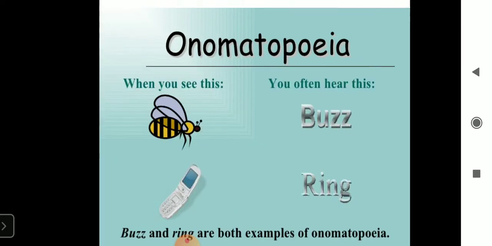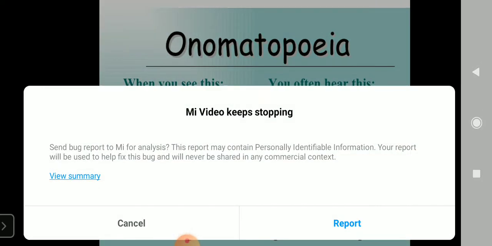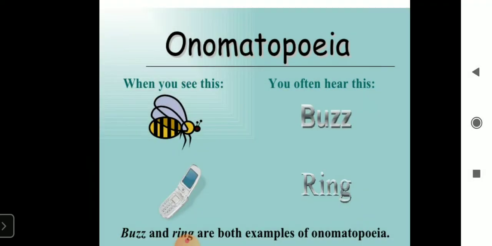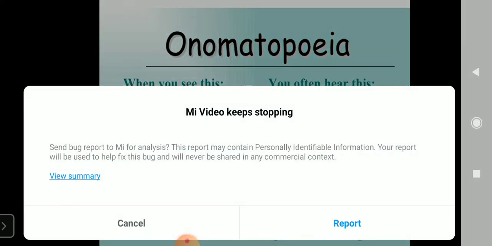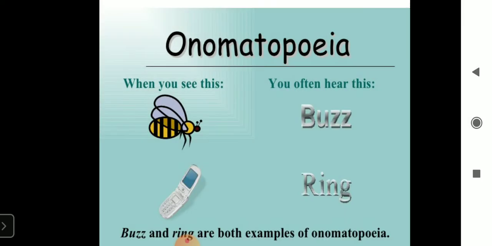Okay, see here, buzz. When the word buzz comes in your extracts of the poem, right? So buzz means the buzzing sound of a bee, right? Ring means the mobile phone or the phone, right? So when certain kinds of words come which relate to the sound, then it is called onomatopoeia. I think it is clear to all of you.